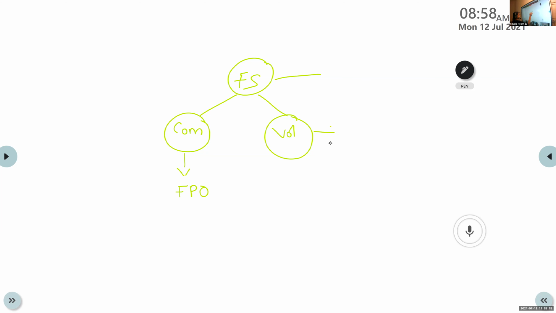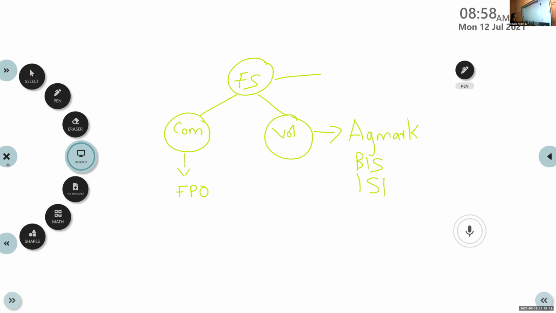Okay. The Agmark. We learned about Agmark, right? The ghee of Sana, right? This Agmark. Then BIS. What is BIS? Bureau of Indian Standards. Then we have an ISI mark. Indian Standards Institution, right? This Agmark, BIS and ISI, all this comes under the voluntary standards.